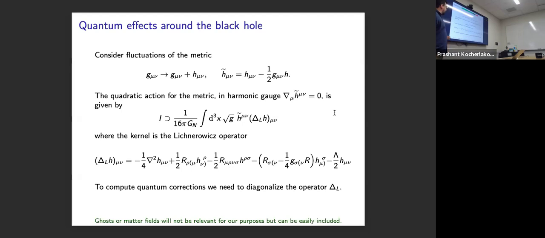And when you add the gauge fixing term and expand to quadratic order, you get some action for fluctuations around the BTZ geometry, where it depends on h mu nu, and it has this differential operator that is called the Lichnerowicz operator, which takes this form in any dimensions. You can write this expression. And to compute quantum corrections, we need to diagonalize this differential operator. Ghosts or matter fields will not be relevant for our purpose. One can include them, they just don't lead to any effect that will be important for what I will say.